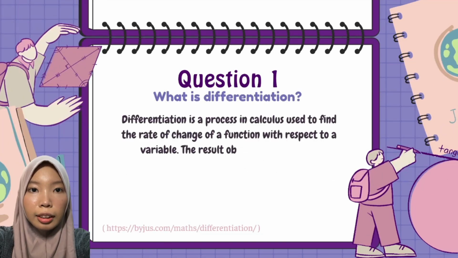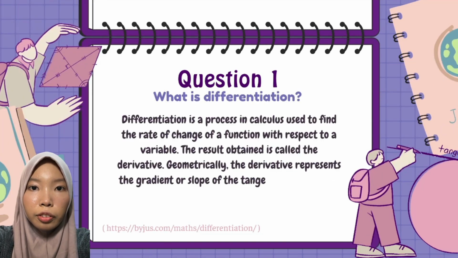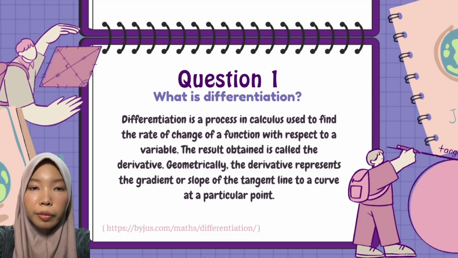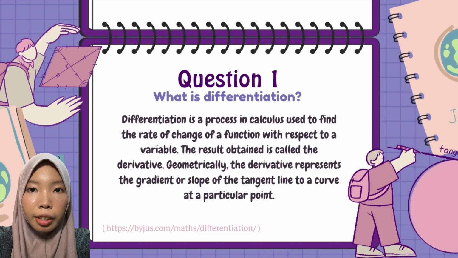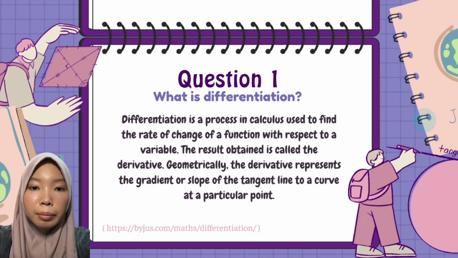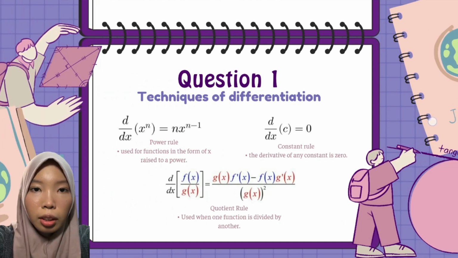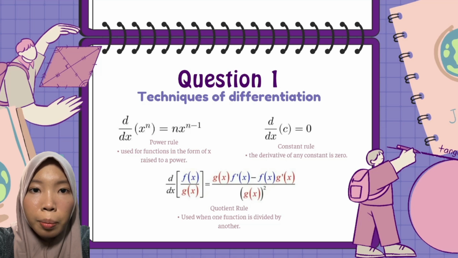Differentiation is a process in calculus used to find the rate of change of a function with respect to a variable. The result obtained is called the derivative. Geometrically, the derivative represents the gradient or slope of the tangent line to a curve at a particular point. There are 9 techniques of differentiation. First is the power rule, used for functions in the form of x raised to a power. Second is the constant rule, where the derivative of any constant is 0.